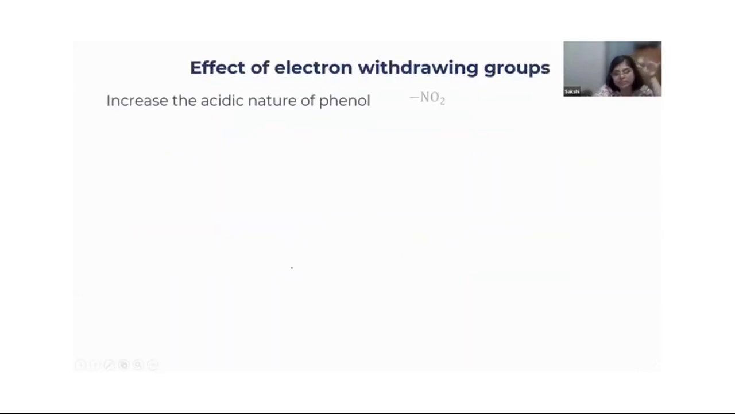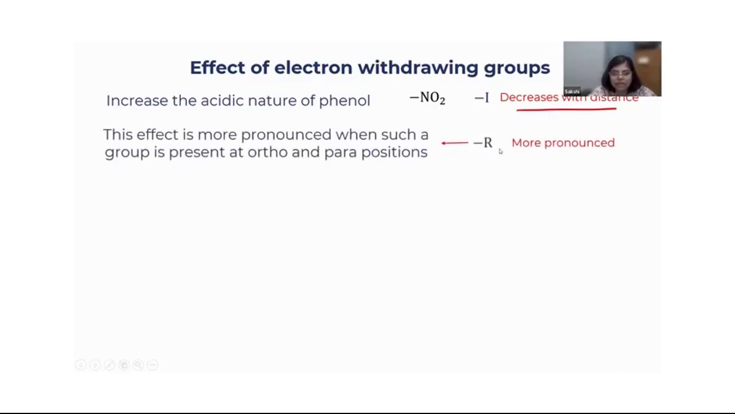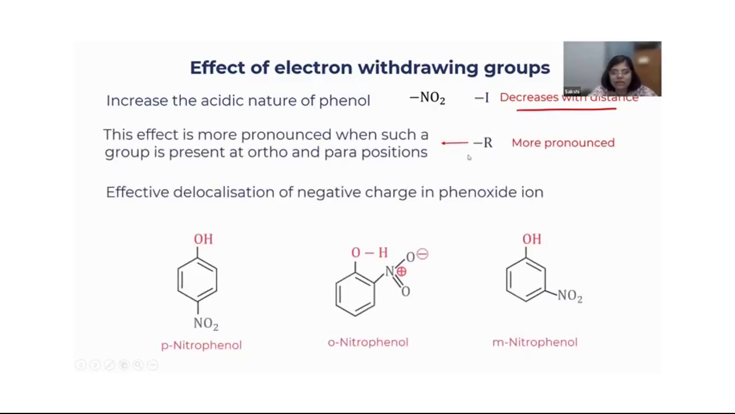Let us see. Basically, groups like halogens or NO2 increase the acidity, but the effect decreases with distance. That is, if NO2 is attached at a very distant place, it will not increase the acidity that much. Let us understand. You can see para-nitrophenol, ortho-nitrophenol, and meta-nitrophenol, right?